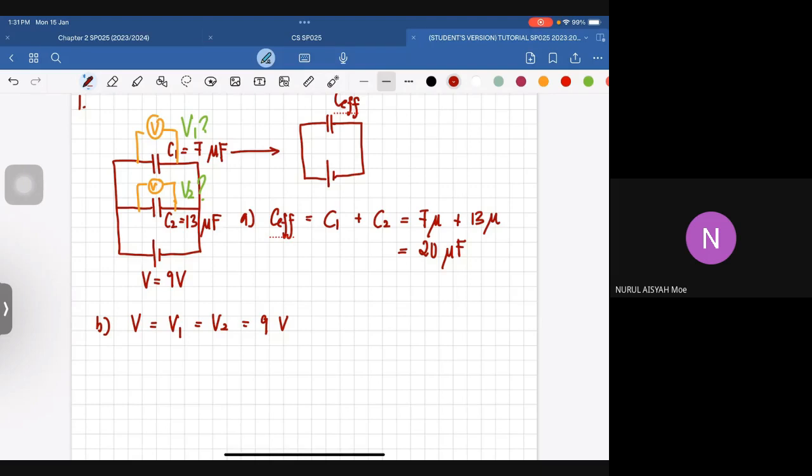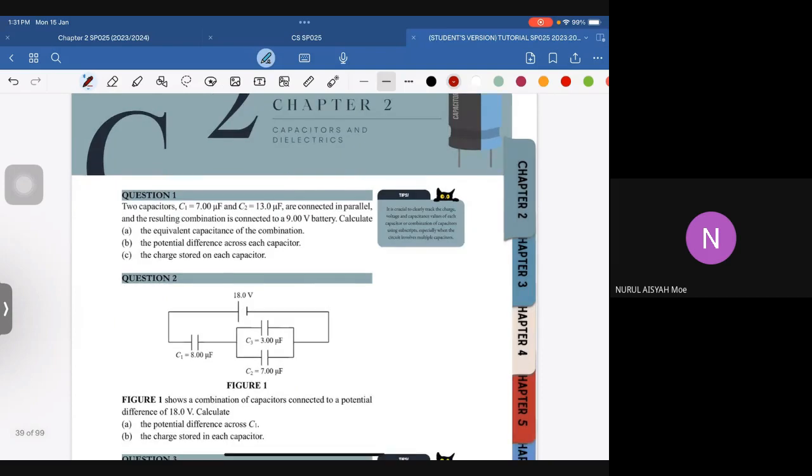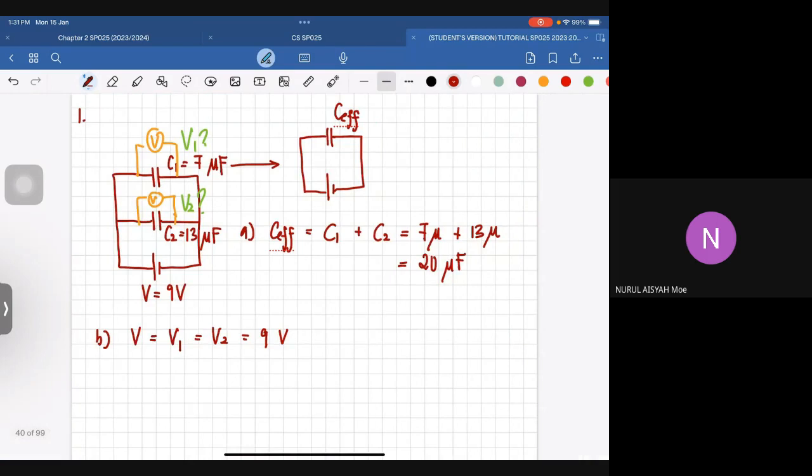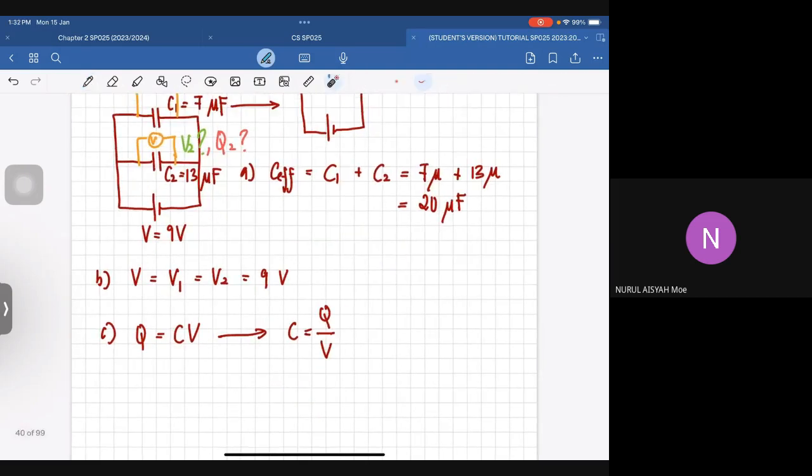And then the next question asks us to calculate the charge stored on each capacitor. After asking us to find V, it now asks us to find Q. So what is the value of Q1? What is the value of Q2? For this, if we refer to the formula, Q is equal to CV. Where does this come from? From capacitance, C equals Q over V. If we rearrange, we get Q equals CV.